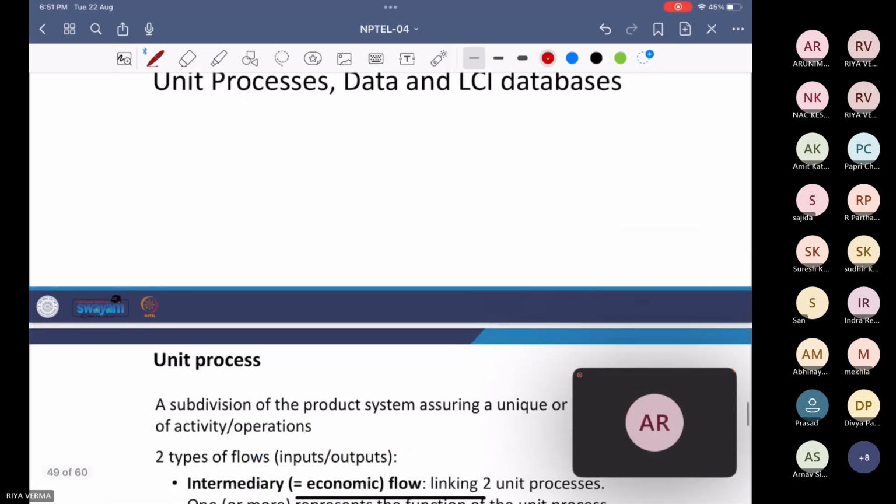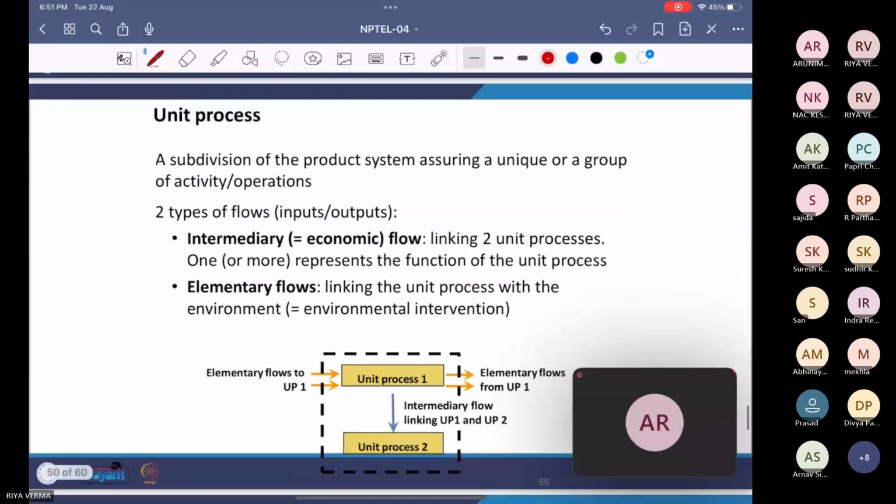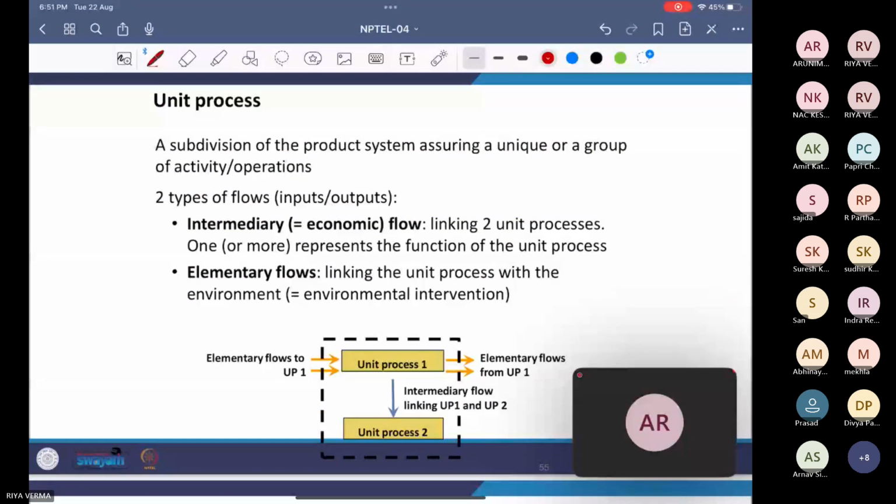So for the unit process, a subdivision of the product system assuring a unique or a group of activity or operations. So we have two types of flows, that is inputs and outputs. First is intermediary or the economic flow, that is linking two unit process. One or more represents the function of the unit process. Then we have elementary flows, that is linking the unit process with the environment or the environmental intervention.